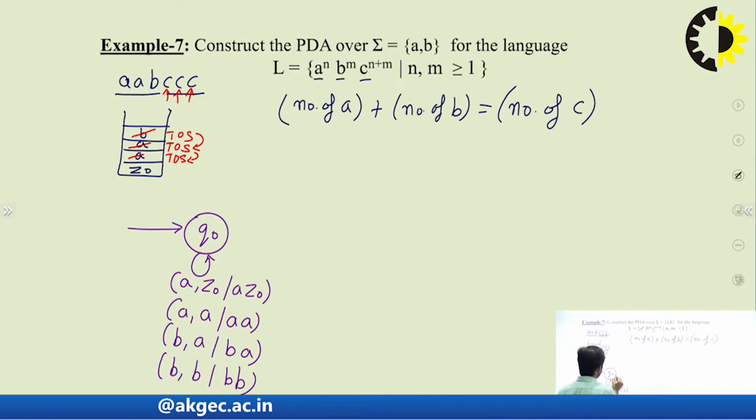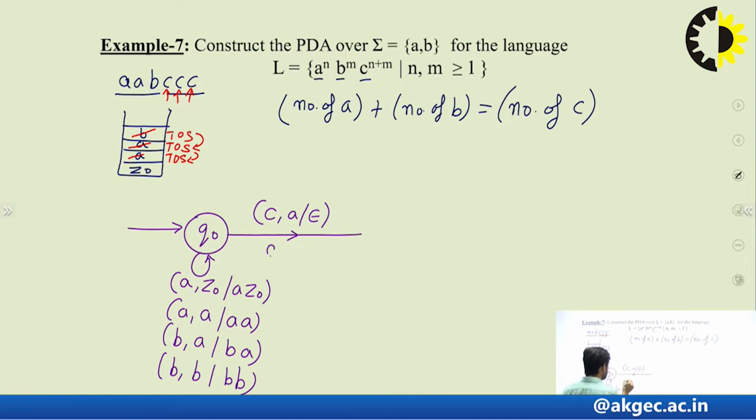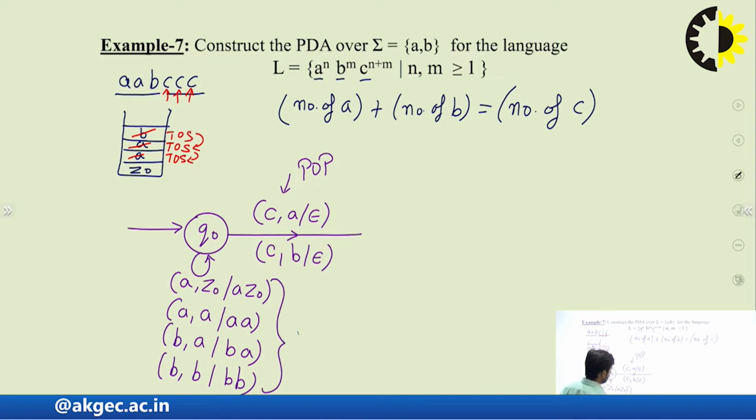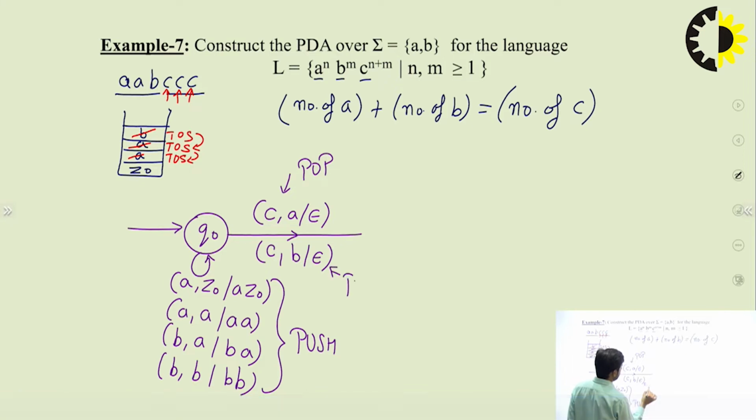Now when input is C, top of the stack is A, we pop A, or when input is C, if the top of the stack is B, we pop B. So these are the pop operations, and these are the push operations. This is also a pop operation.